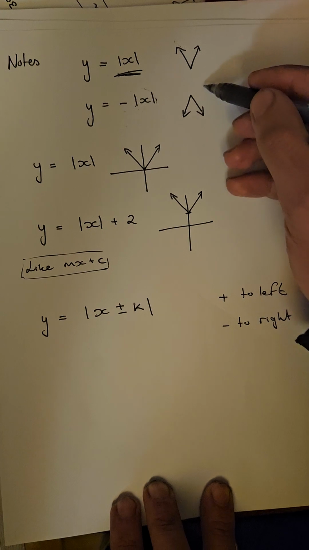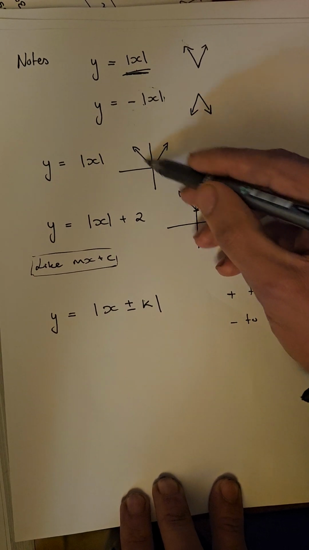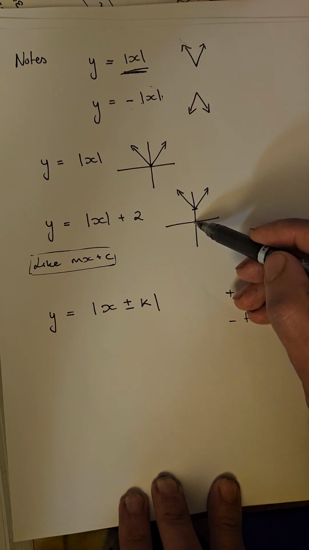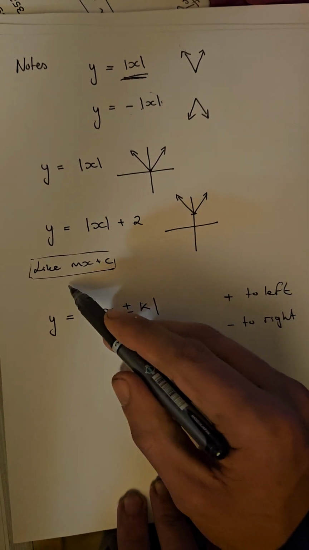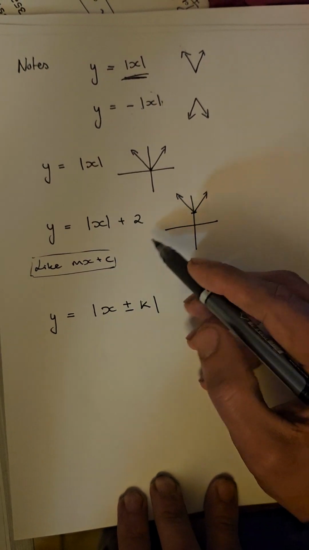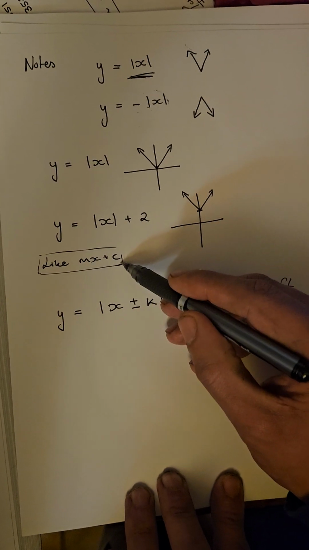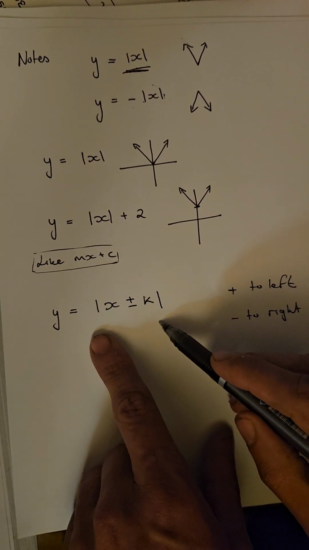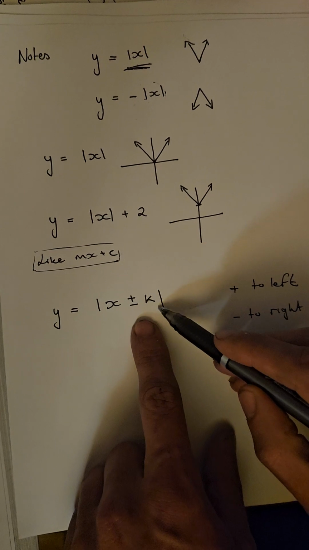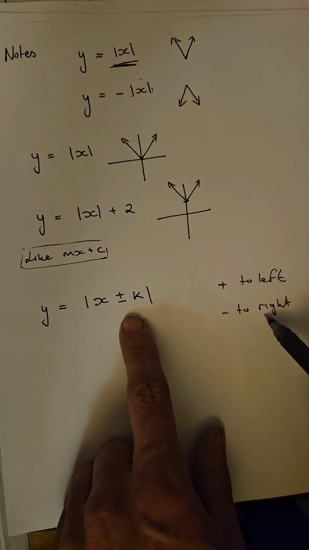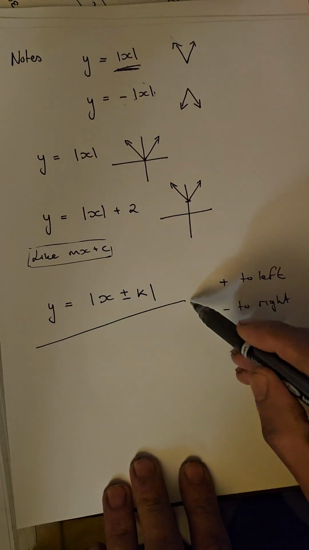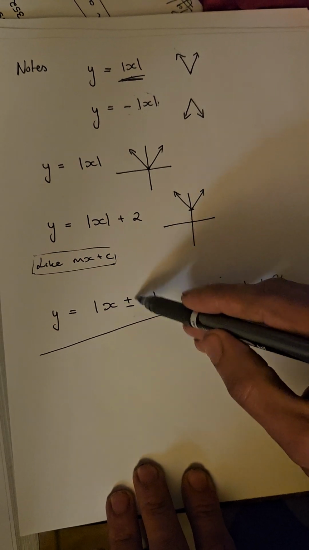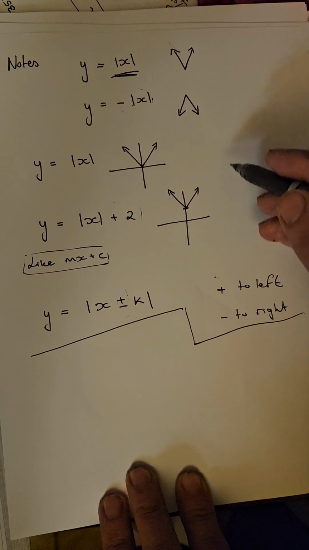It's a reflection over the x-axis, so it's going to be upside down. So upright, and this one upside down. If I plus 2, it's just going to shift 2 up. Just like a graph mx plus c, if I change the 2, it's just going to change where my y-intercept is. If it was inside the absolute value plus or minus k, then it doesn't move up or down, it moves to the left or right. If I plus, it's to the left. If I minus, it's to the right. I'm going to upload a video that shows how these functions actually change with plus or minus inside here or over there, so you can see how it moves the shape around.